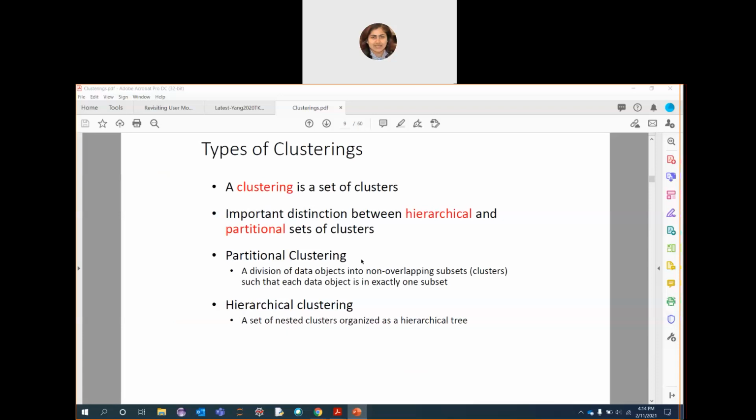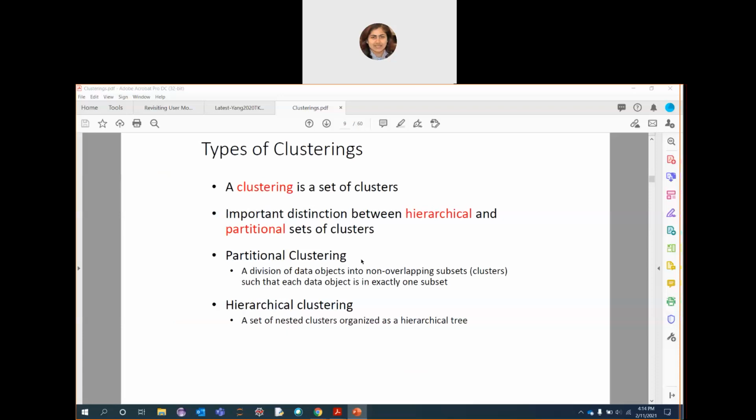If you look into the partitional and the hierarchical clustering, in the partitional clustering, all those data objects or data points are divided into non-overlapping subsets or clusters such that each data object is in exactly one subset. How it actually works, we will look into the algorithm in the case of partitional clustering.